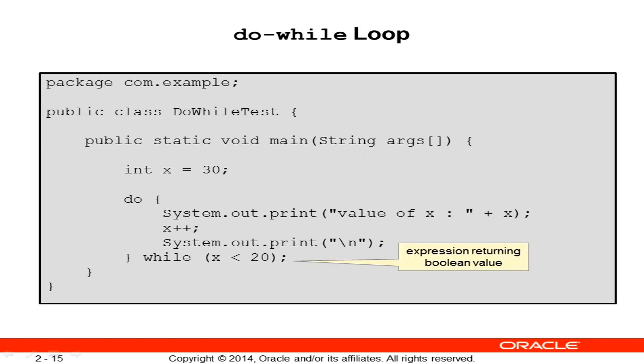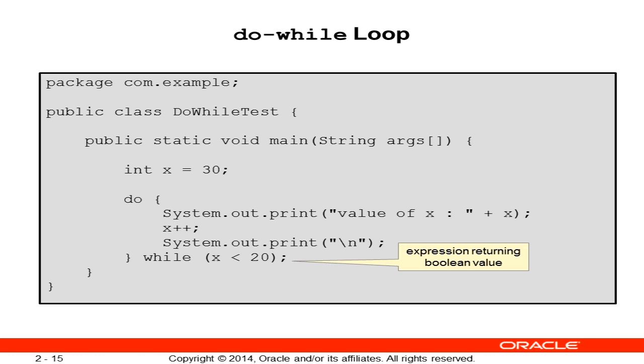There's also a do while loop, where we actually have our test after our expression has run at least once. The difference between do while and a while is that a do while evaluates the expression at the bottom of the loop instead of at the top. So the output from the example in our slide here would be value of x is 30.